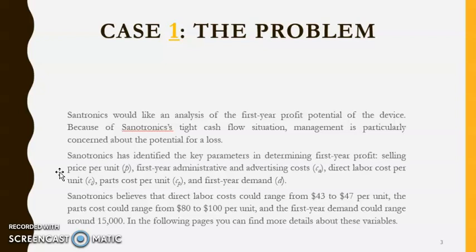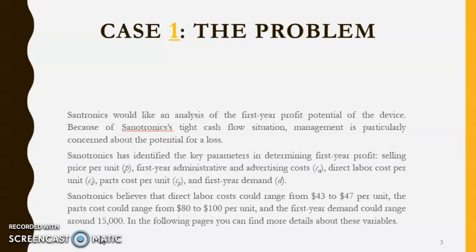Okay, the last paragraph says Sanatronics believes that the direct labor cost would range from 43 to 47. Now you know it because we have talked about it, and it talks about the parts cost. It's a uniform between 80 and 100. We have talked about it, and the last one is about the demand, that it is a normal distribution with the mean of 15,000, and we know the standard deviation is 4,500.